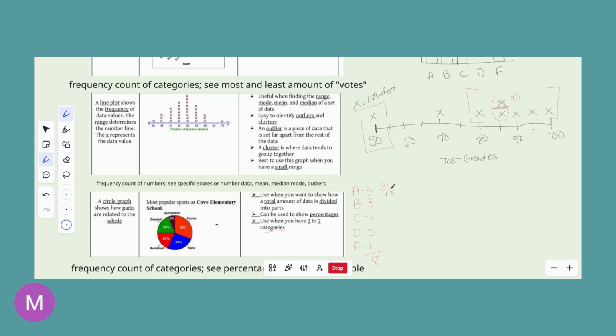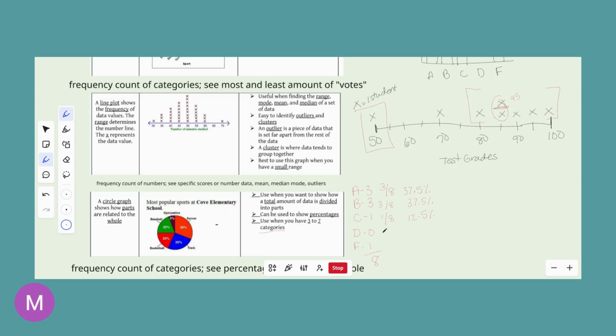This is your part over your whole. And if we found the percentage of that, remember we would divide 3 divided by 8. And you're going to get a decimal here, but it's 37.5%, which would be the same for the B's because it's the same fraction. The C's, we had 1 out of the total 8 students got a C. And that, when you do the division, turns out to 12.5%.